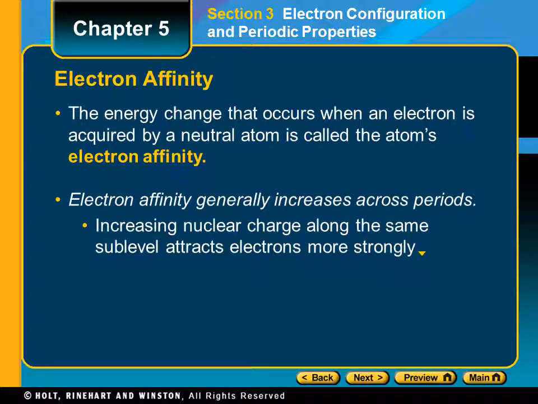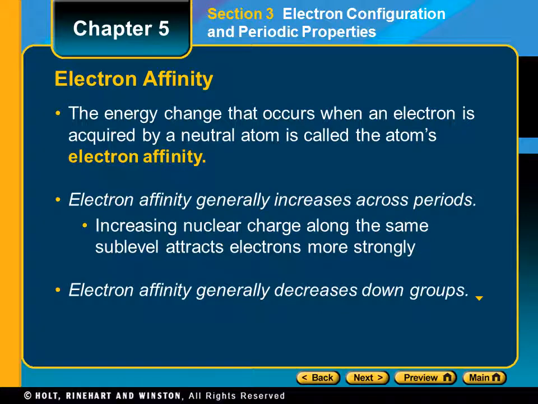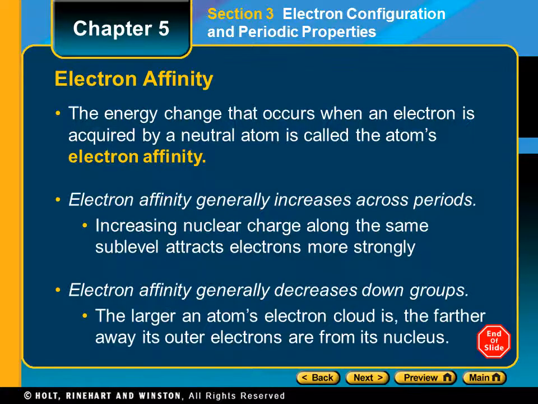So what's going on here? As you move left to right, you increase the number of positive particles, you increase positive charge, you increase the atom's attractiveness to negative electrons. Electron affinity generally decreases down groups. The larger an atom's electron cloud is, the farther away its outer electrons are from its nucleus, the less attractive that positive charge is.